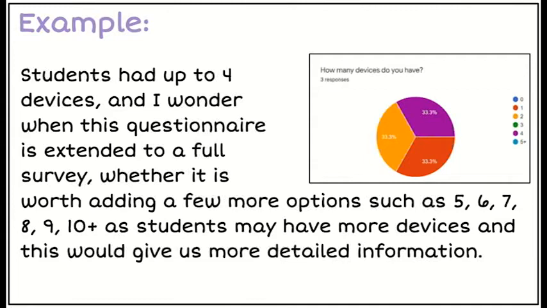So in order to capture how much variation there is, I might want to add some more options into my question. So I might have 0, 1, 2, 3, 4, 5, 6, 7, 8, 9, and then a 10 plus. And that might give me more data so that I can have a better understanding of the variation in that data.